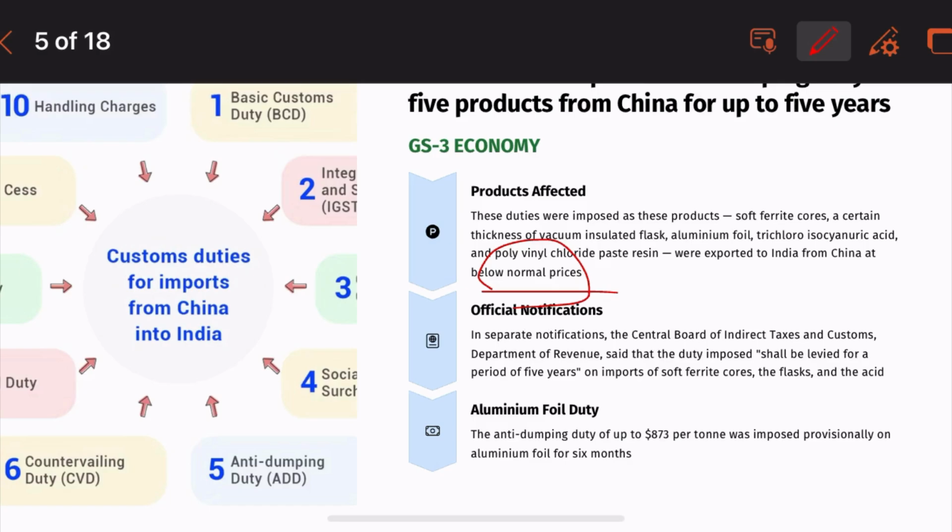In a notification, the Central Board of Indirect Taxes and Customs, Department of Revenue, said that the duty imposed shall be levied for a period of 5 years on imports of soft ferrite cores, the flask and the acid, and for aluminium foil duty was also imposed.